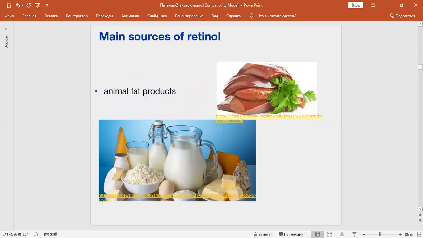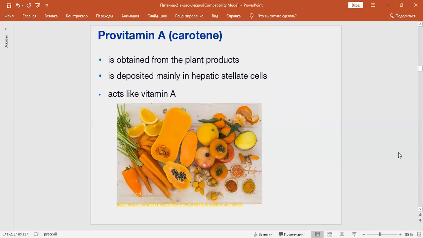Mainly, retinol is contained in animal products, such as eggs, butter, dairy products, and liver. Provitamin A, carotene, is obtained from the products of plant origin: carrot, bell pepper, pumpkin, green parts of the plants, etc. Carotene is deposited mainly in the hepatic stellate cells, where it transforms to vitamin A. Its function is similar to vitamin A action. It promotes healthy bones and teeth, hair and nails, skin and mucous membranes.